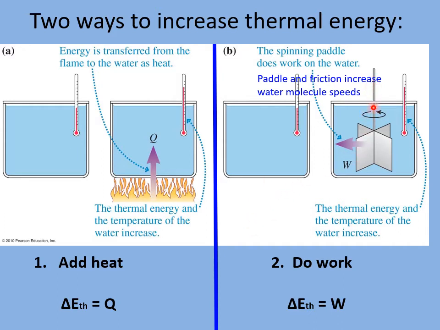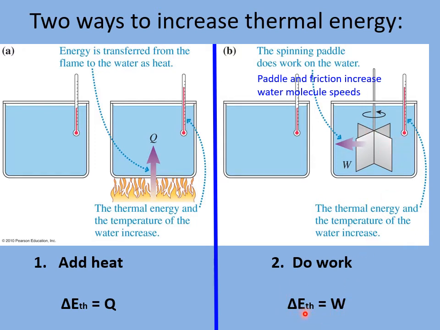So if we take, for example, a paddle and stick it in the water and spin this paddle around really fast, you can think of this like a blender. What's happening here is the paddle and the friction involved increases the water molecule speeds. This churning of the paddle, rubbing against the water and knocking against the water molecules, is going to increase their speed, and that's going to increase the temperature of the water, as shown here with the thermometer.